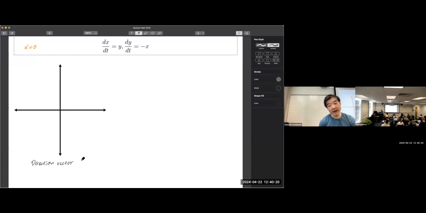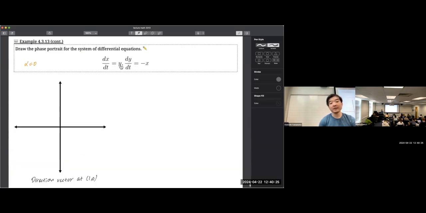Direction vector at (1, 0). Again, your dx over dt is equal to y, and dy over dt is equal to -x. So dx over dt at (1, 0) is going to equal 0, and dy over dt is going to equal -1. So your direction vector will be just going down, purely going down.